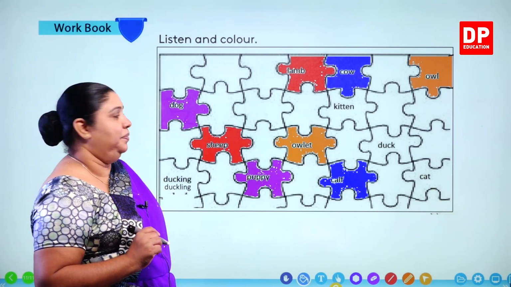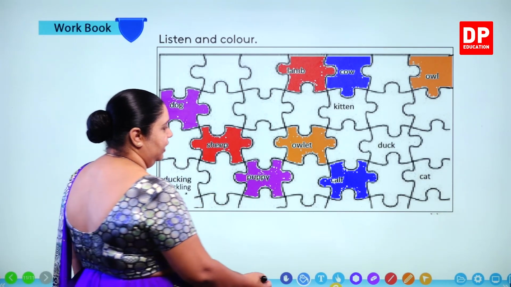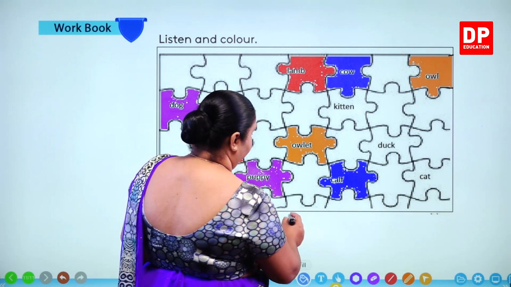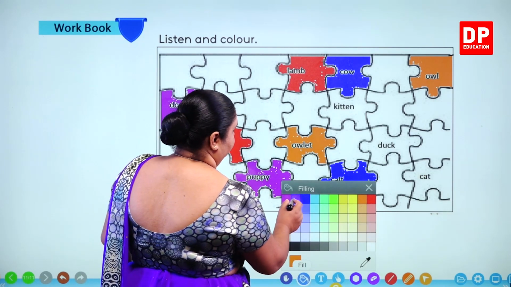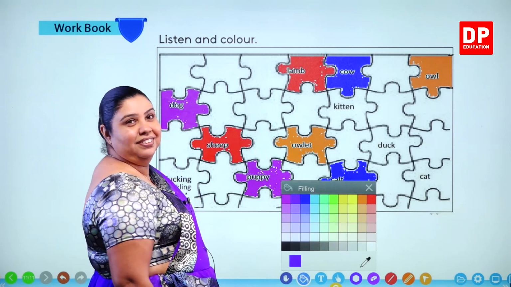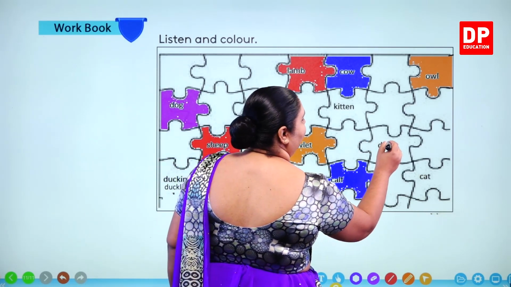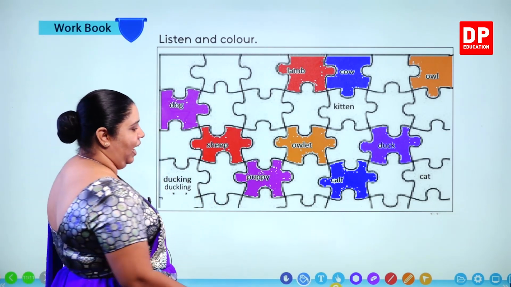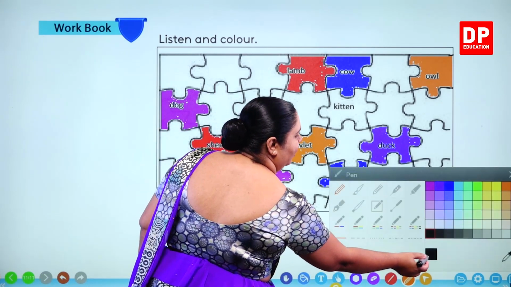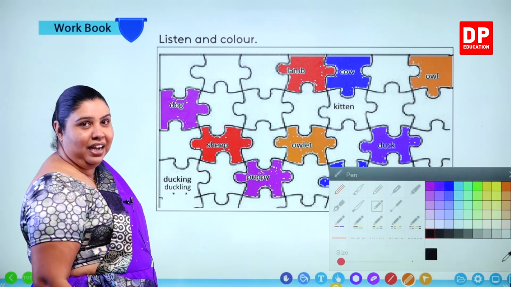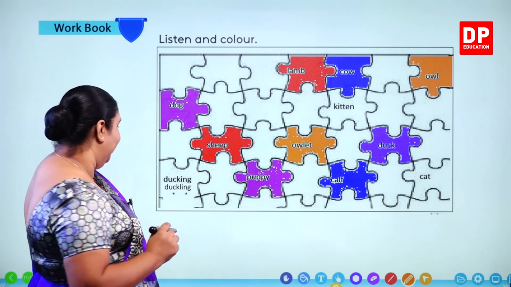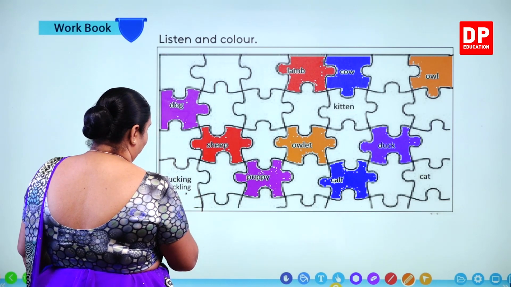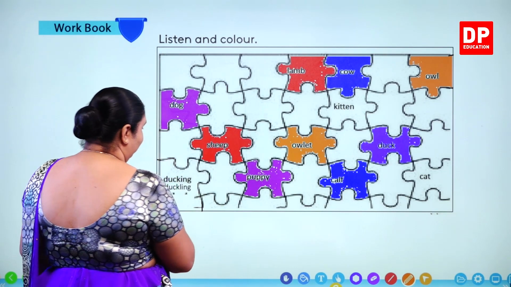We have the duck. Now we are going to give a color to our duck. We'll give the purple color to the duck. Okay? Here the duck. The mother is called the duck. Now where is the baby duck? What do we call the baby duck? Duckling, that's right, you could remember, no? The word duckling is over here.